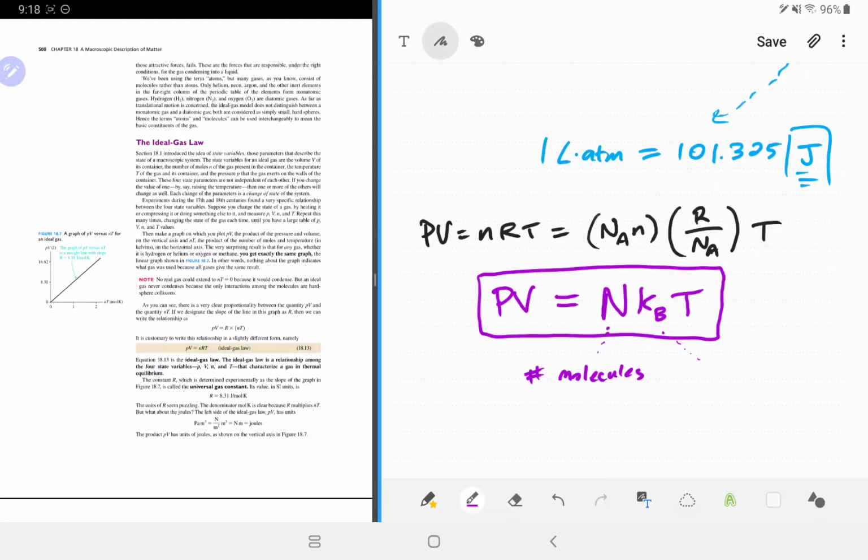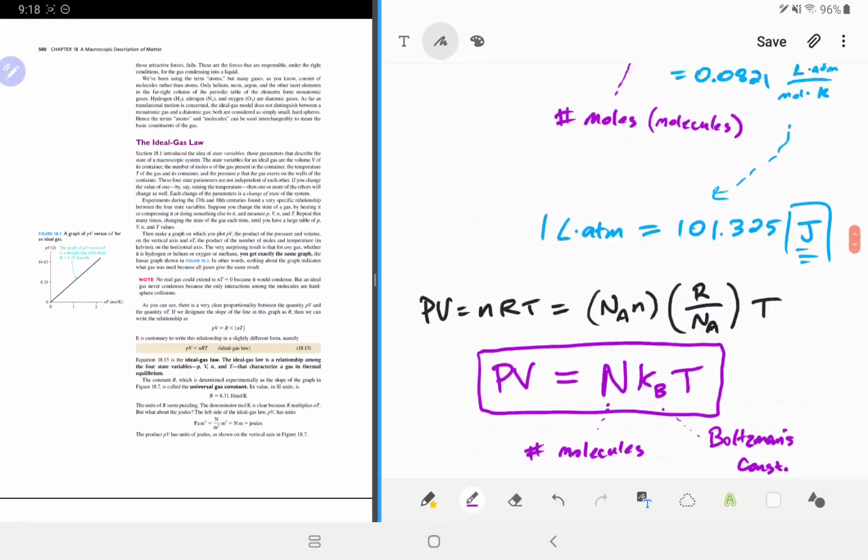This constant, we're not going to need it much in this chapter, but I want you to know it exists at this point. This is called Boltzmann's constant. And in SI units, k_B is 1.38 times 10 to the minus 23 joules per Kelvin.